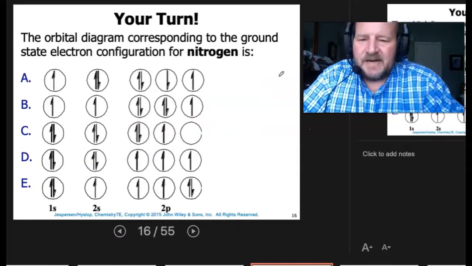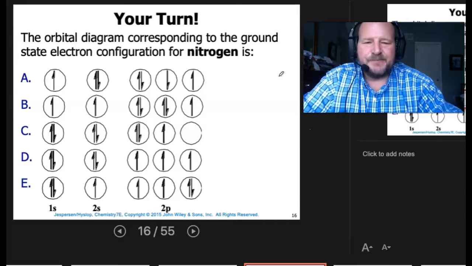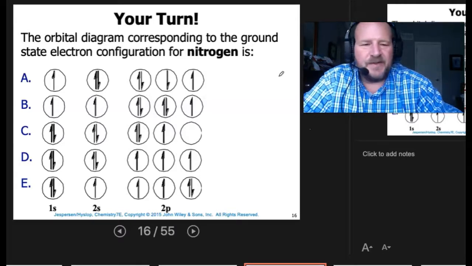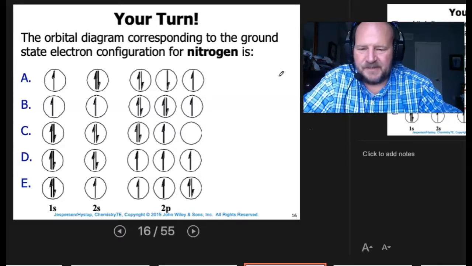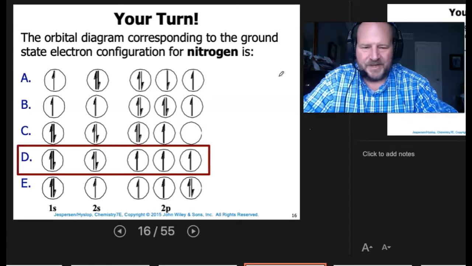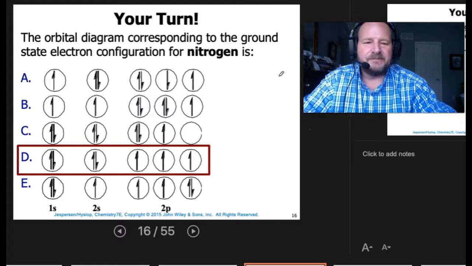All right, so the orbital diagram corresponding to the ground state electron configuration for nitrogen is which one? So we know the 1s has to be full. That eliminates both A and B. Then we know we have to have the 2s full. That eliminates E. And then we're going to put them, right, one in each box, so they're all the same energy. Good job. D is our answer.